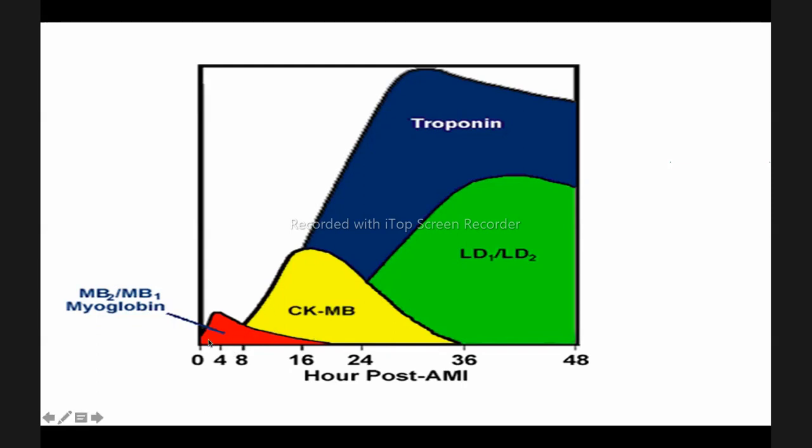So the first one to rise is the myoglobin. We usually don't assay for myoglobin because it's not very stable. But the CKMB, I've already mentioned that it's one of the tests that we do routinely. It will remain positive and high for up to 36 hours. So by day three, it would have gone down. But the troponins remain elevated for up to 7 days. So it goes beyond the 48 hours there.